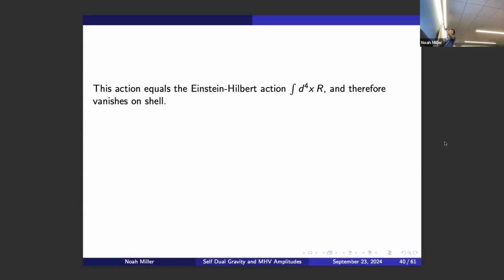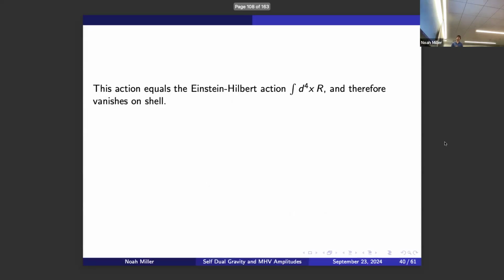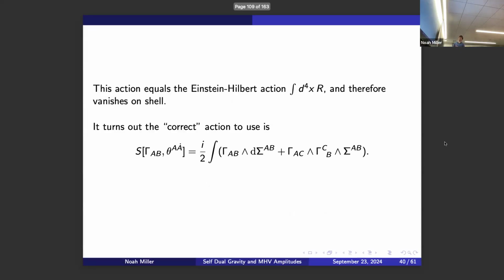Anyway, this action equals the Einstein-Hilbert action, just the regular integral over the curvature scalar. So this actually is literally equal to the curvature scalar. But that actually vanishes on shell. So certainly not all the amplitudes are 0. And it turns out the actual correct action to use is one where you integrate by parts. So instead of having the d here, you put the d here, and that corresponds to adding a certain boundary term, and that's the actual correct action to use.